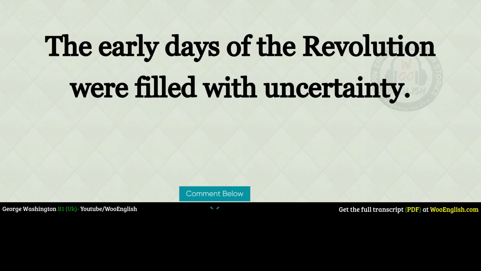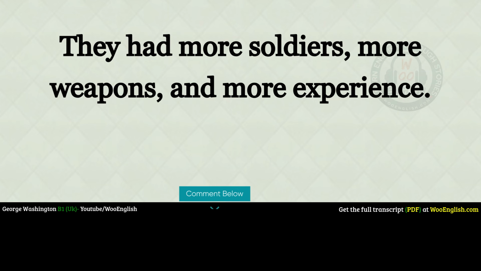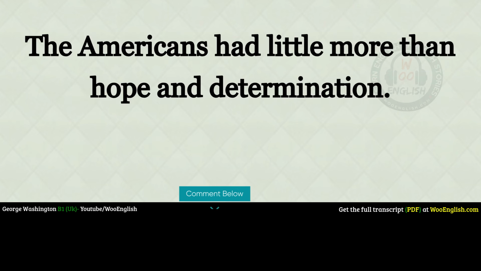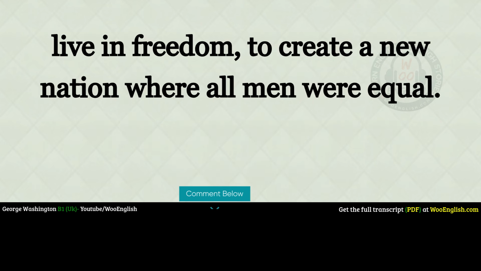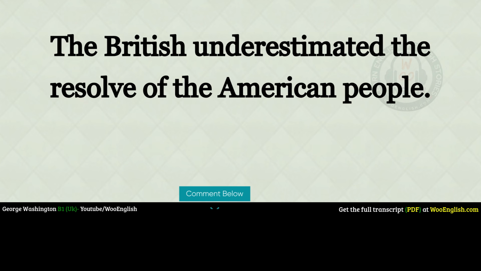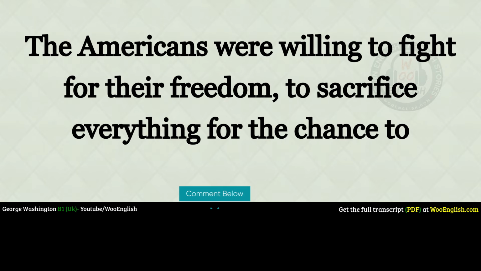The early days of the Revolution were filled with uncertainty. The British had the advantage in almost every way. They had more soldiers, more weapons, and more experience. The Americans had little more than hope and determination, but they were fighting for something they believed in deeply, the right to govern themselves, to live in freedom, to create a new nation where all men were equal. The British underestimated the resolve of the American people. They believed that the rebellion would be crushed quickly, that the colonists would soon give up. But they were wrong. The Americans were willing to fight for their freedom, to sacrifice everything for the chance to build a better future.